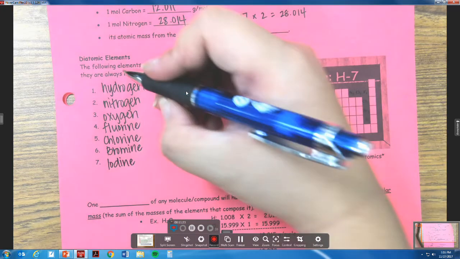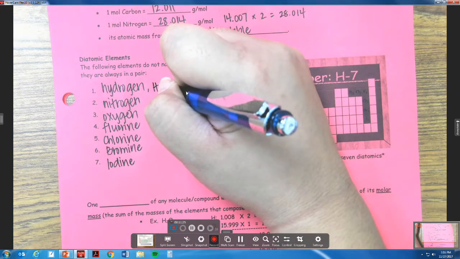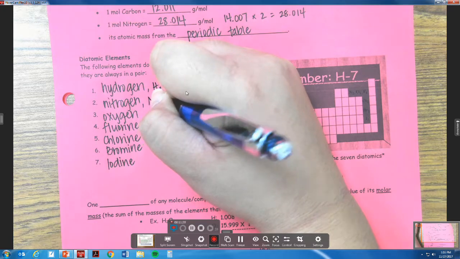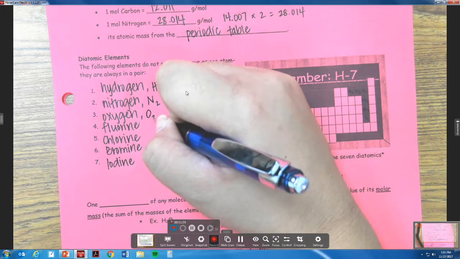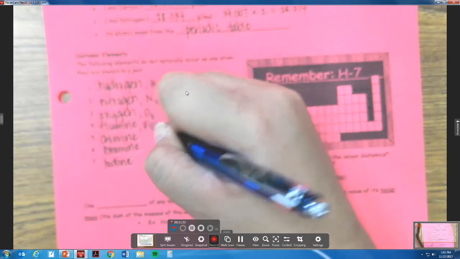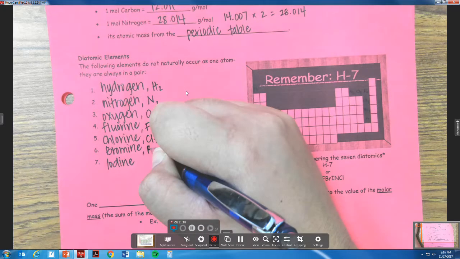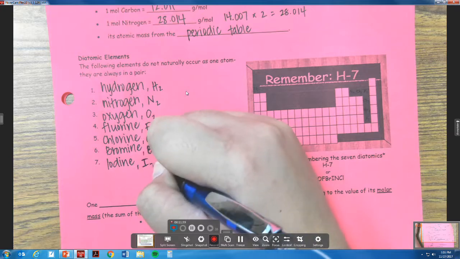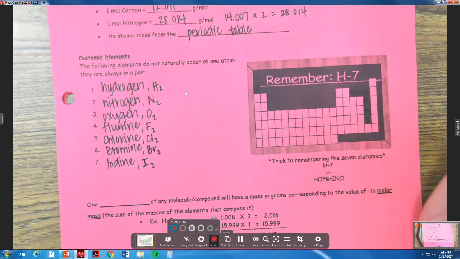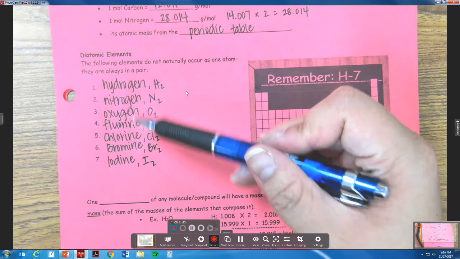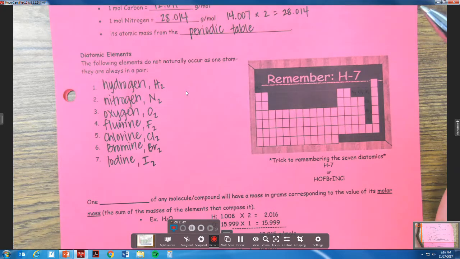So basically that means there's always going to be two of them. So nitrogen 2, oxygen 2, fluorine 2, chlorine 2, bromine 2, and iodine 2. They are always in pairs. They are never found all by themselves.